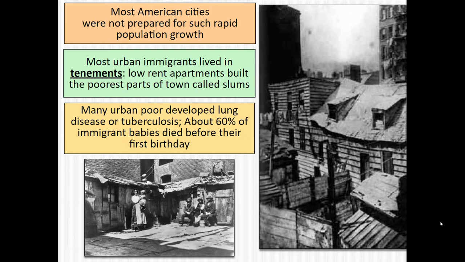And so most urban immigrants are going to live in tenements. And that's an important term to know. And that's why I underlined it and bolded it. And these are low rent apartments that are in the poorest parts of town. And I'm going to talk about them for a few minutes here.